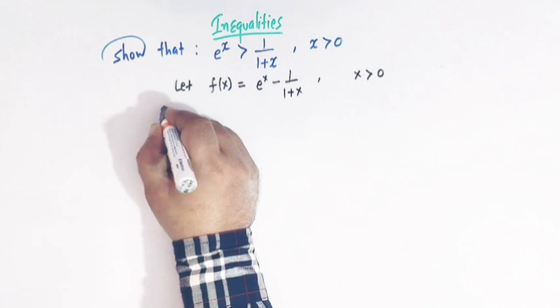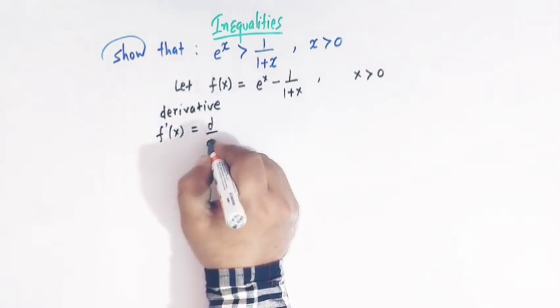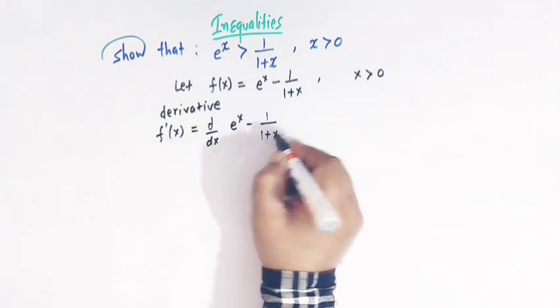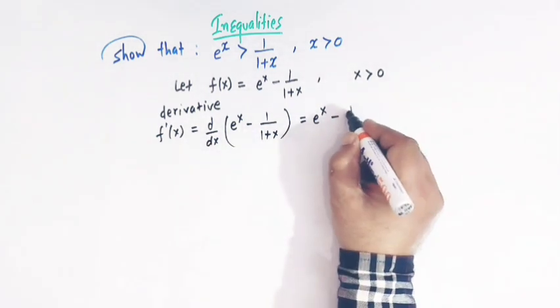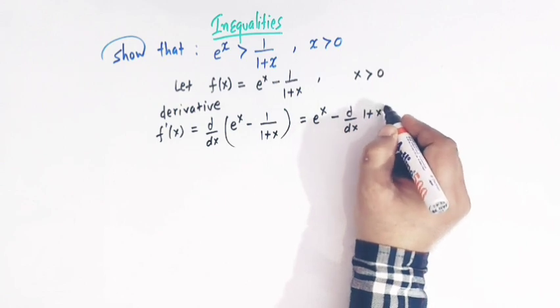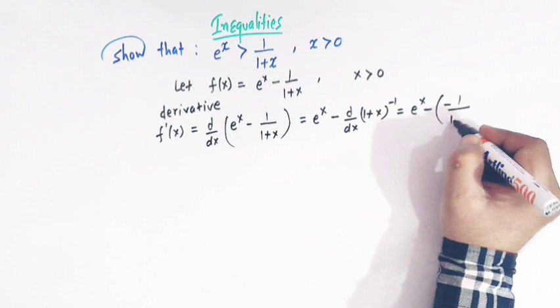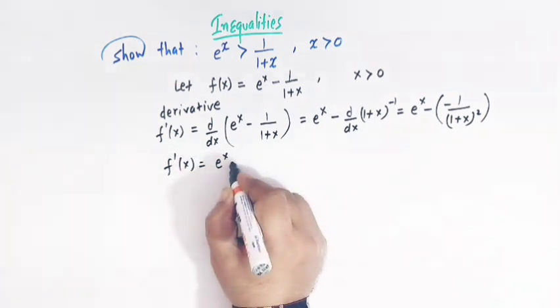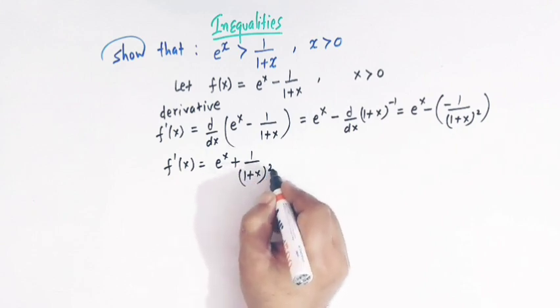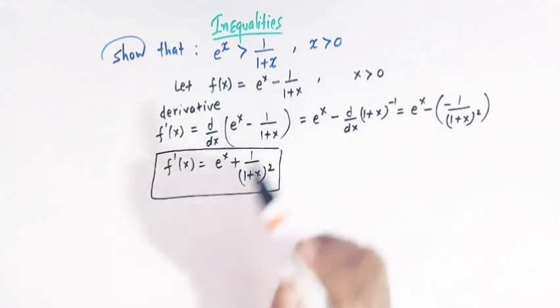Now let us find the derivative of f of x. So f prime of x is given by the derivative of e raised to x minus 1 over 1 plus x. The derivative of e raised to x is simply e raised to x, and then we have the derivative of 1 over 1 plus x, which is 1 plus x raised to minus 1. So we have e raised to x minus, minus 1 over 1 plus x whole square. So now the derivative can be written as e raised to x plus 1 over 1 plus x whole square. Whenever we prove these kinds of inequalities, we first frame a suitable function, and then we find the derivative of that function.